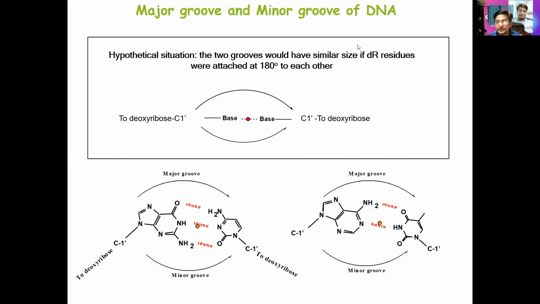So how exactly is it going to be formed? The hypothetical situation is that the groove would have similar size because the deoxyribose residues were attached at 180 degrees centigrade. You can see over here. But what happened is that this is not the real case because of the helical structure and the puckering of the sugar.